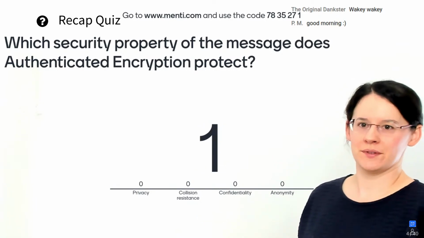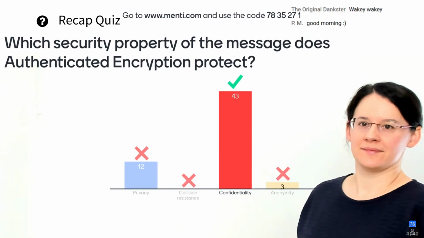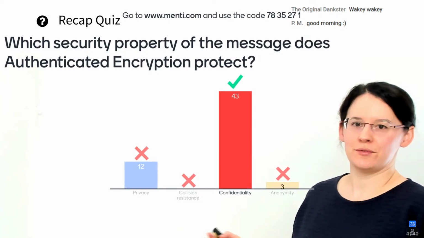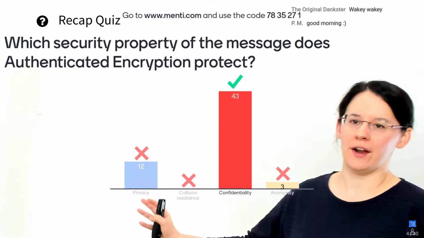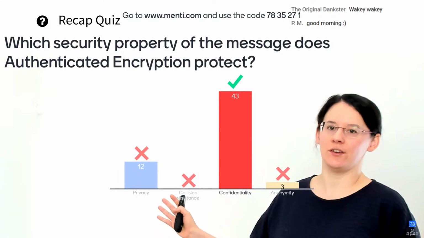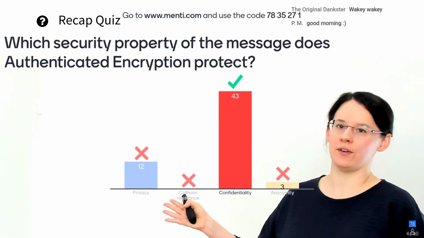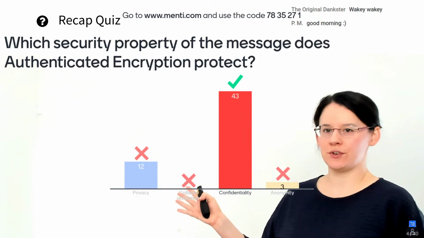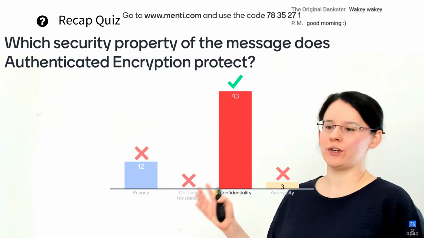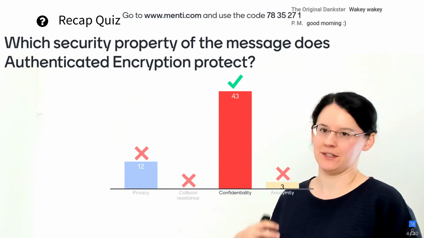Time's almost up. And indeed, like most of you guessed correctly, it was confidentiality. Privacy is a related word that also relates to hiding information. But if you recall, we said that generally privacy is about an individual's right to decide which information about themselves is published and which is kept secret.